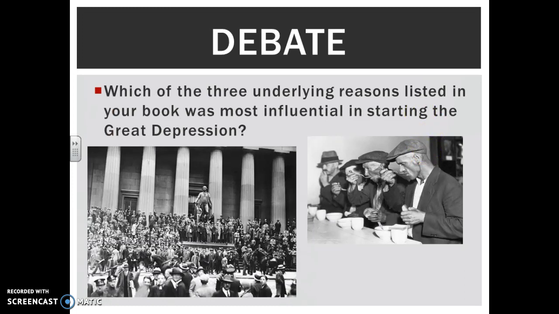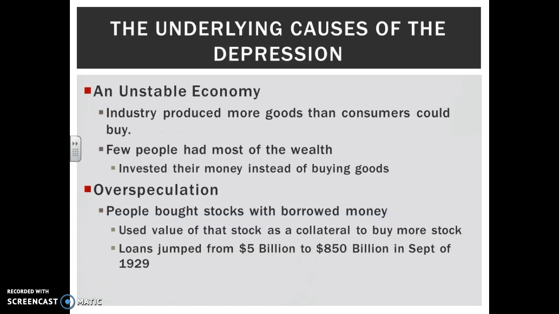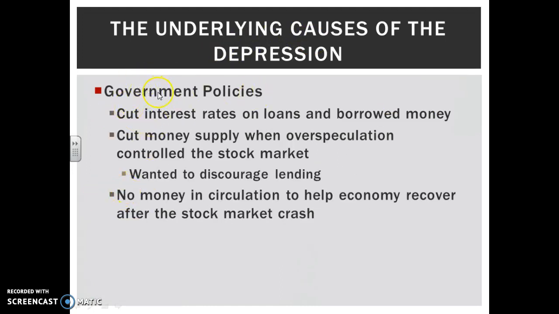What I want you to do to kind of debate yourself is look at each one of these three. 1, 2, and then 3 here. Look at those and circle which one you believe had the biggest role in causing the depression. So that's all we have for the financial issues here. And it's very confusing, but it's always helpful to put yourselves in the people's shoes at this time period.